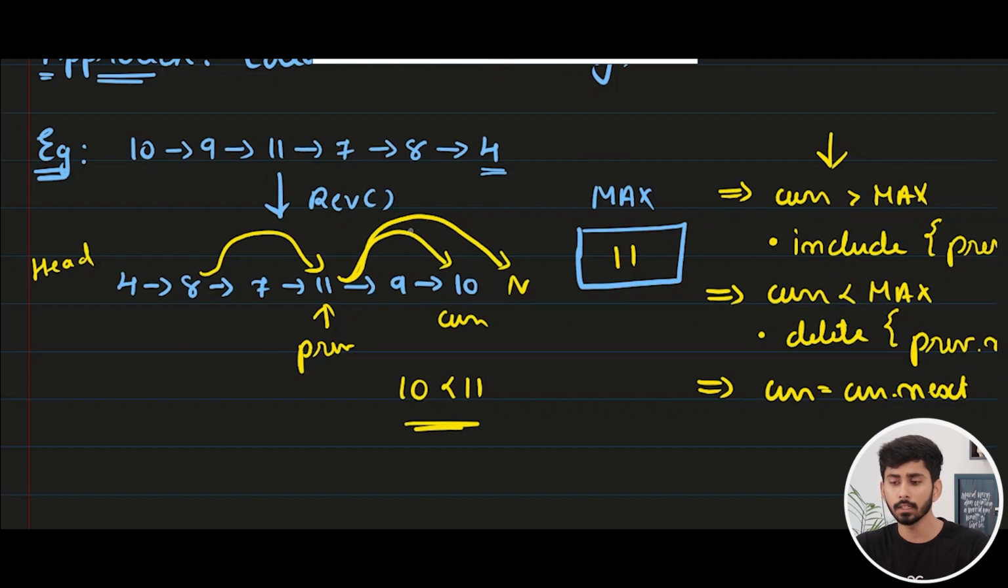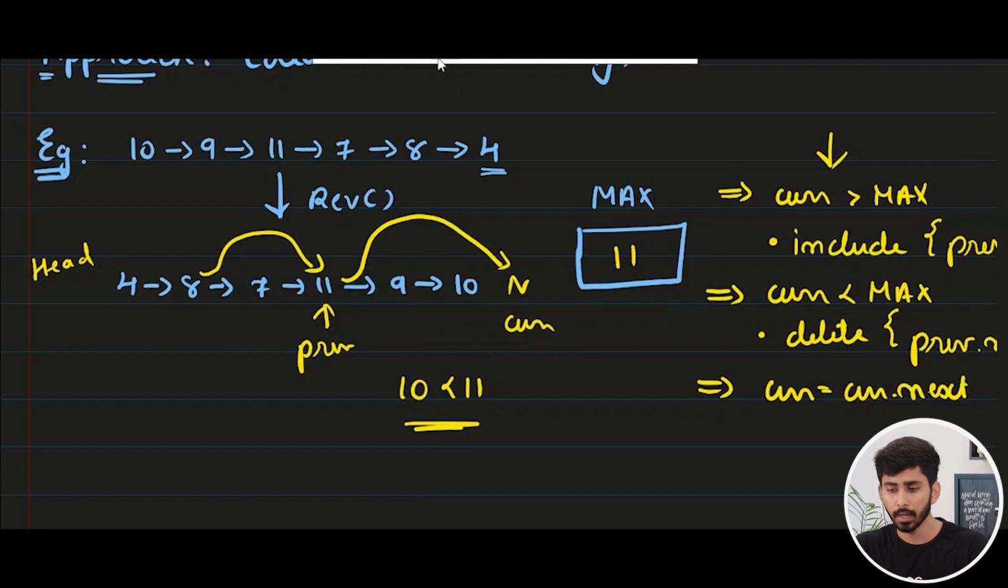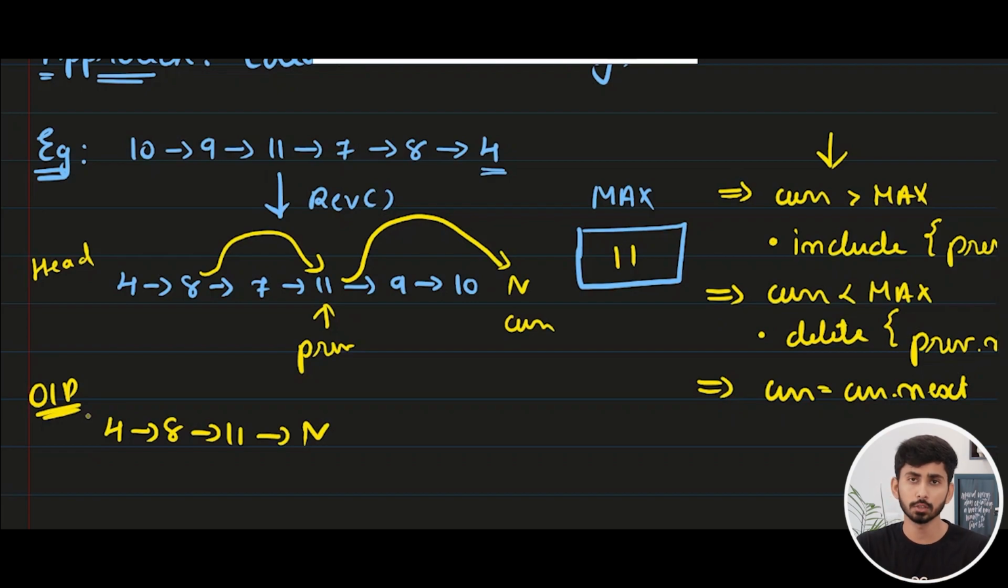And now after deleting the value of 10, what you need to do? You need to update the value of current. So your current will now be pointing to the null node, right? And you have iterated over the entire linked list. Basically what is remaining in the linked list? I can see 4 is remaining, 8 is remaining, 11 and null. So this is the output linked list which you need to print in the output. So in this manner you can solve this question.